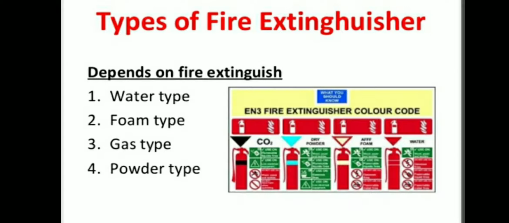Similarly, the foam type cylinder is the same type of cylinder. Only thing is that it has different notations, like it is written A type, general fires. Or we can say there's a foam. Foam is a kind of chemical liquid which makes the foam. Understand?